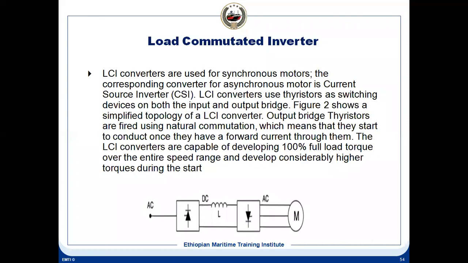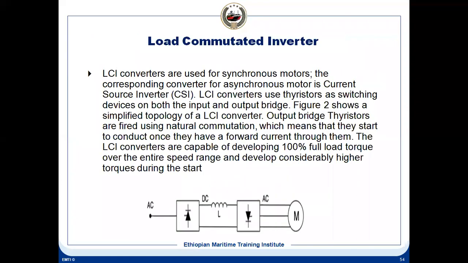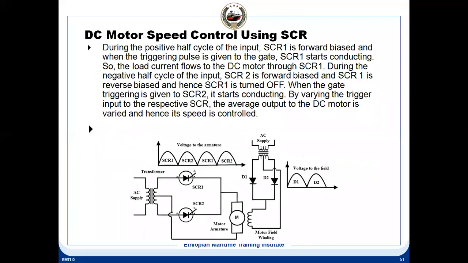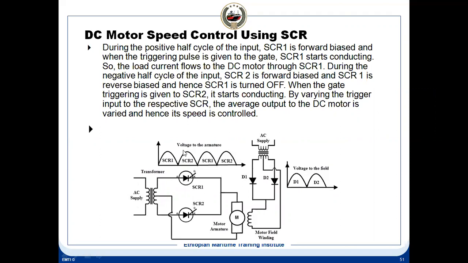So in this chapter, there are two questions. First: sketch and explain a thyristor controlled motor speed control. So what is this? This is a DC motor speed control using thyristors. Here I have to explain how you are varying the armature voltage by varying the firing angle.